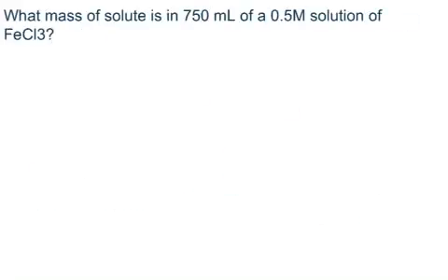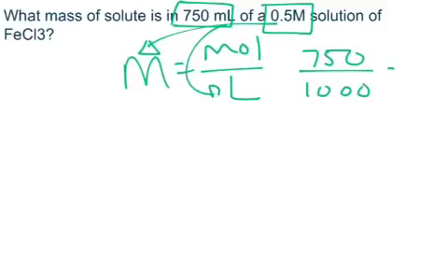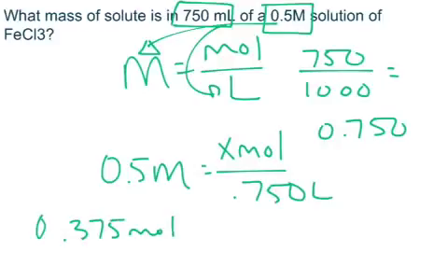Moving right along, milliliters, again, that's an issue. We need it to be regular liters, but capital M is fine. So here's our equation, moles per liter. This is going to go here, and this has to be converted to be plugged into there. So 750 divided by 1,000 is 0.750. So we have 0.5 molar equals X moles over 0.750. Since X is at the top of the fraction, we can just multiply both sides by 0.75. So we have 0.375 moles of iron chloride.